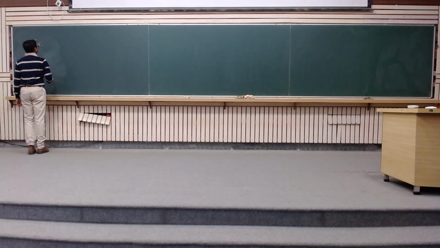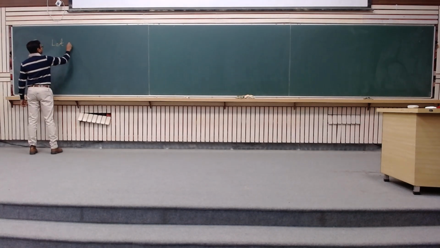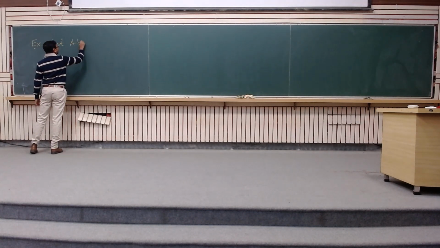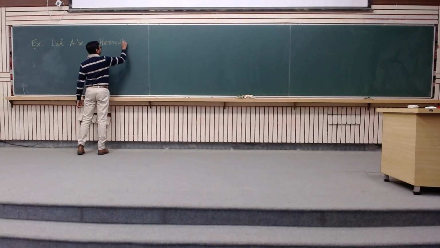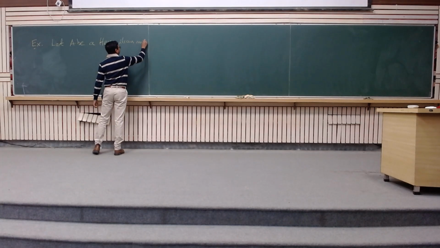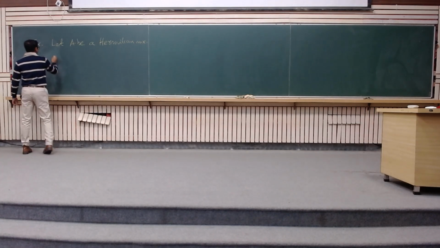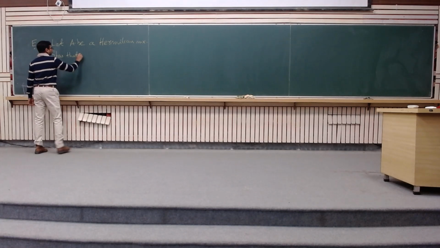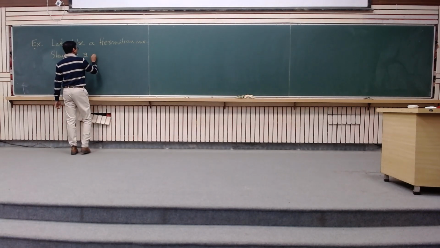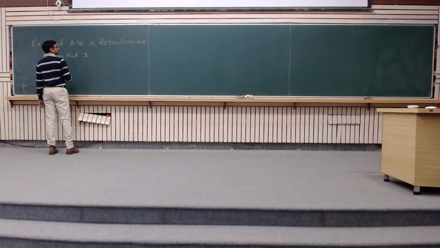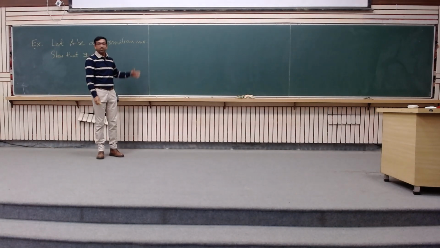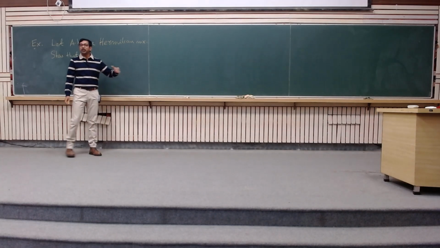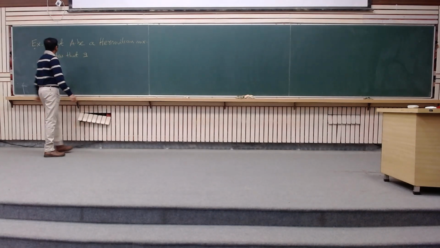So here's an exercise. Let A be a Hermitian matrix. Show that there exists, okay, well, A being a Hermitian matrix, that already means that it's a square matrix, right? In particular, that is A bar transpose is equal to itself, right?